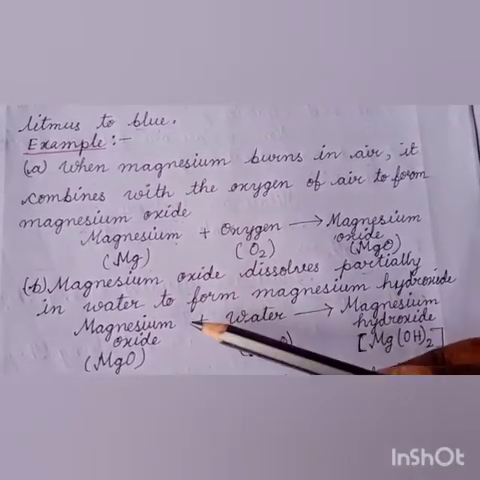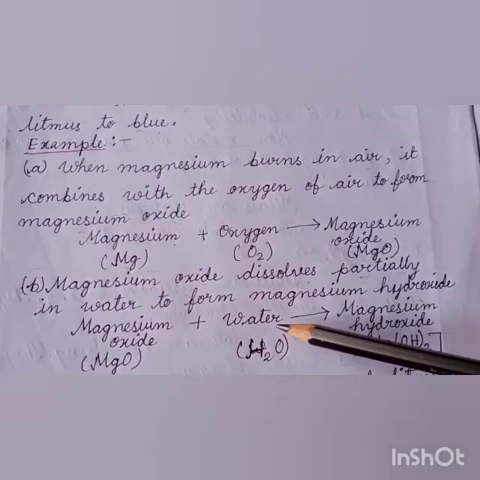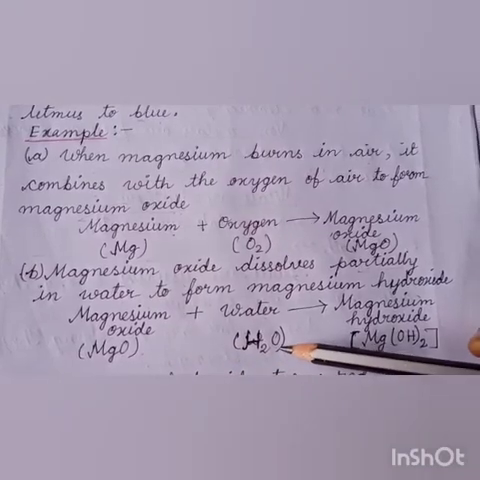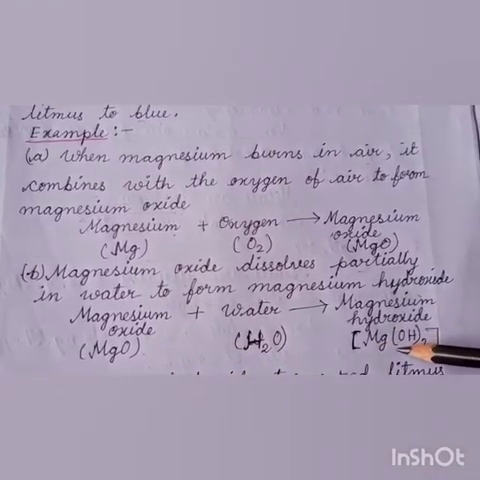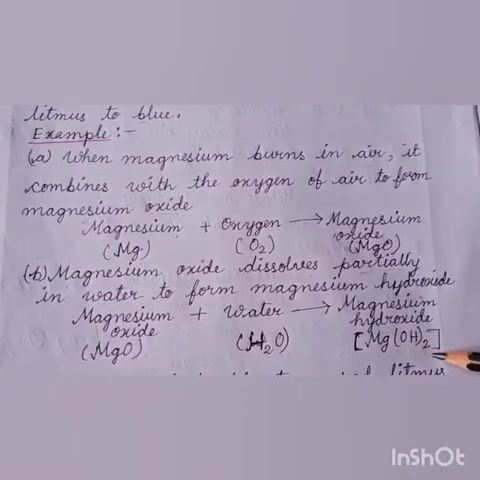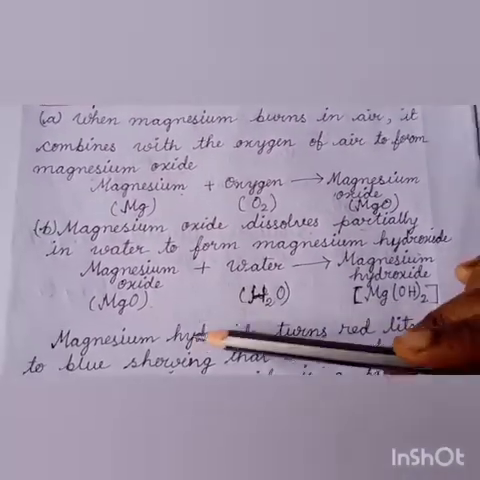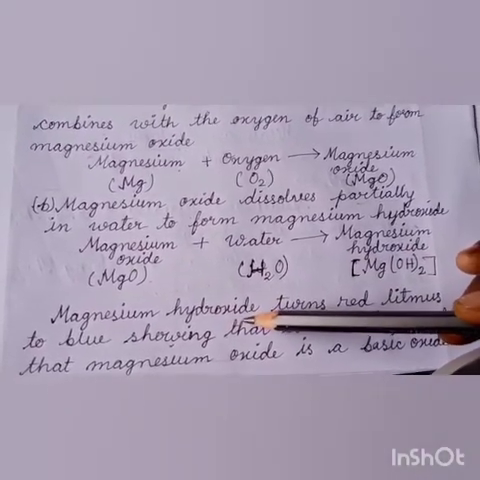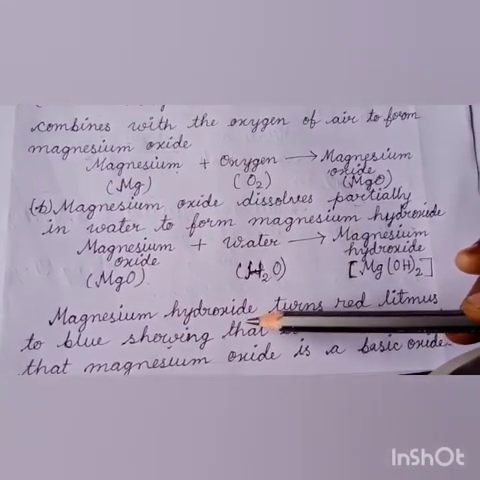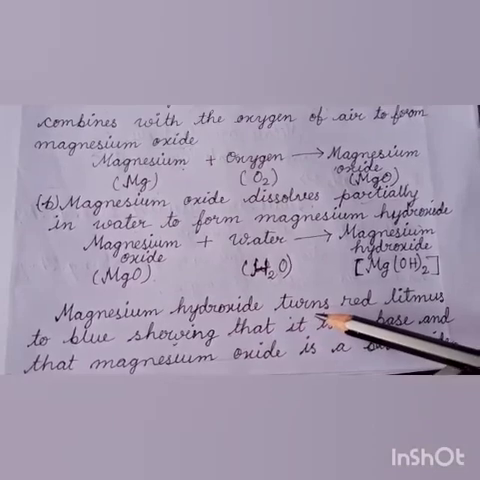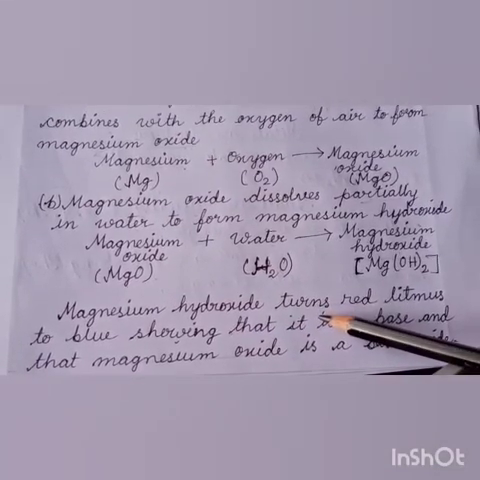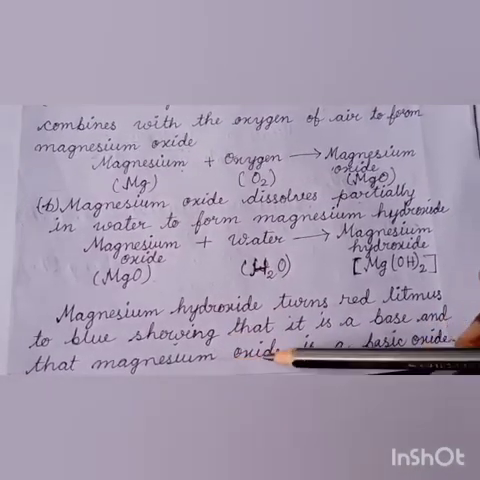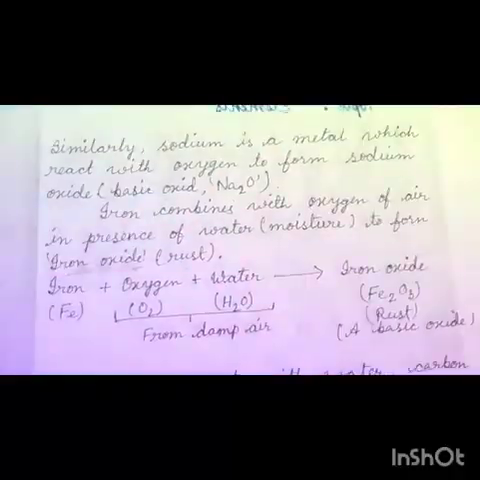This reaction can be written as magnesium oxide plus water gives magnesium hydroxide. Formula of magnesium oxide is MgO, water is H2O, and magnesium hydroxide is Mg(OH)2. Now, this magnesium hydroxide can be tested with red litmus paper to find out its nature. Magnesium hydroxide turns red litmus to blue, showing that it is a base and magnesium oxide is a basic oxide.